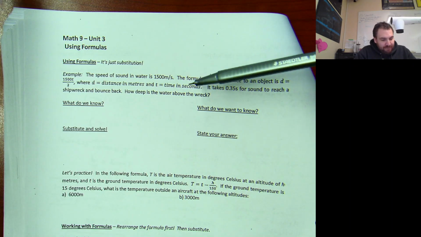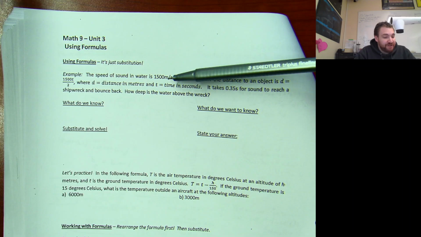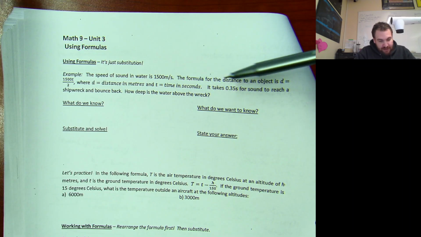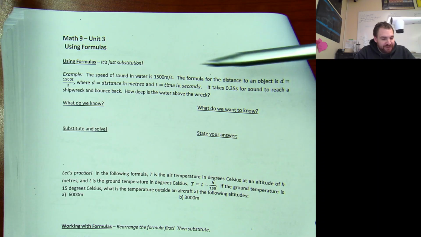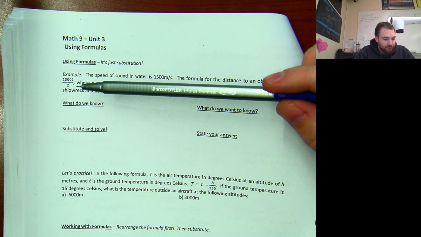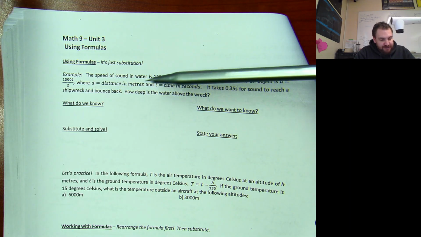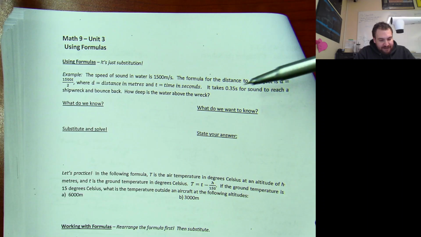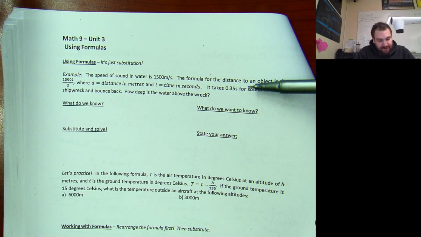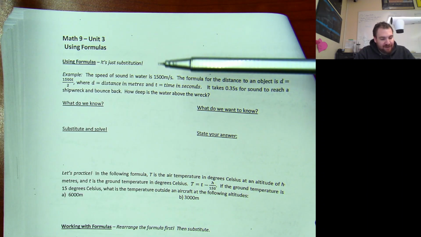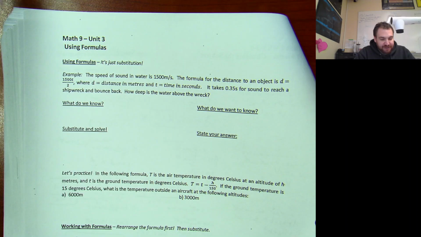If I give you a word problem like this: the speed of sound in water is 1,500 meters per second. The formula for the distance to an object is d equals 1,500 t over 2, where d is the distance in meters and t is the time in seconds. If it takes 0.35 seconds for sound to reach a shipwreck and bounce back, how deep is the water above the wreck?